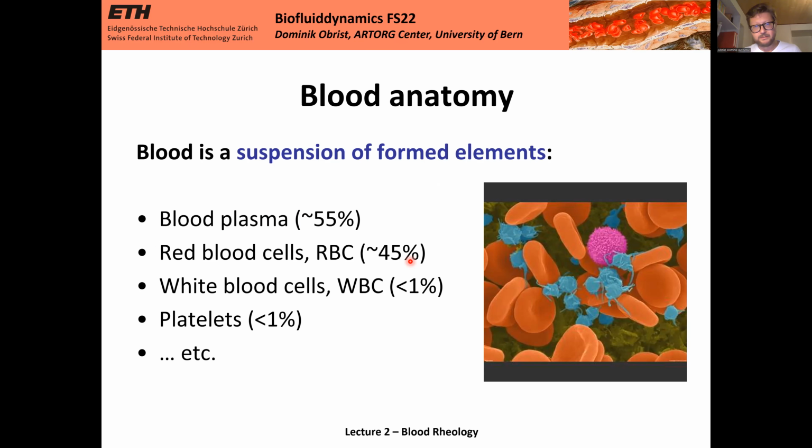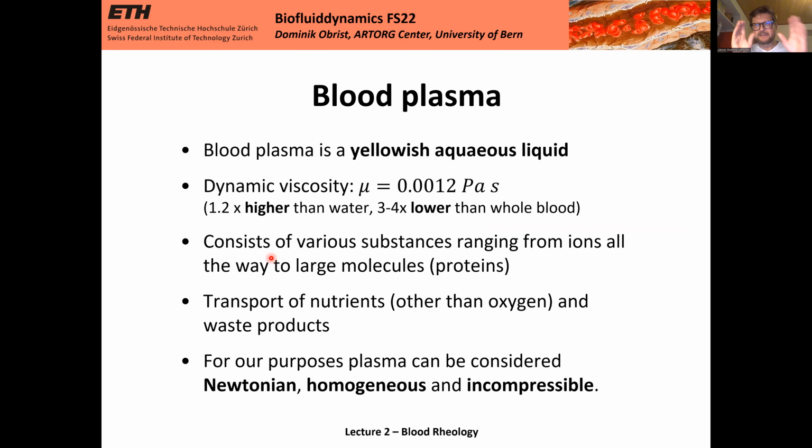There are many more blood particles like white blood cells, blood platelets, and a few more, but all these other blood particles make up less than 1% of the whole blood volume. So in terms of fluid mechanics or in terms of rheology, they do not really matter that much. We have to consider them anyways, but for the particular question of blood rheology, it is actually sufficient to look at blood plasma and red blood cells alone. Let's look at them one by one.